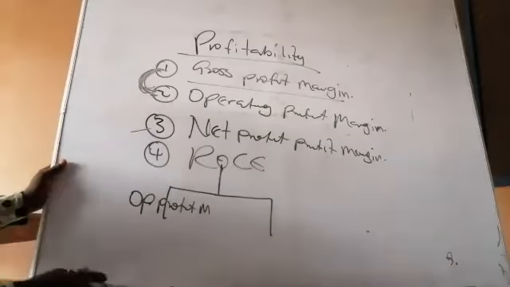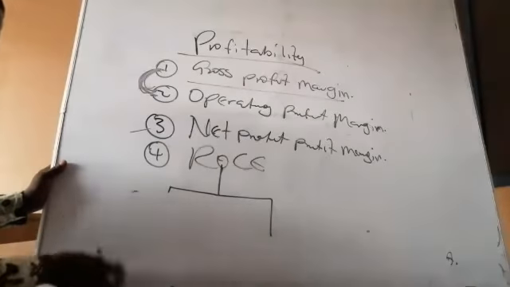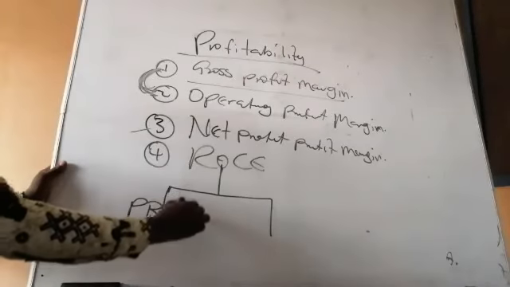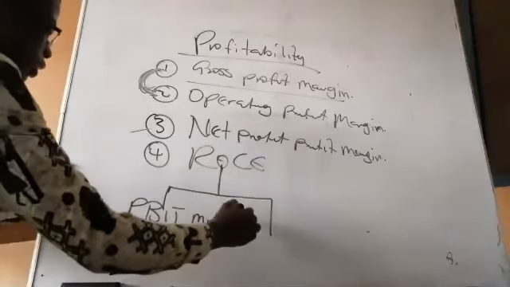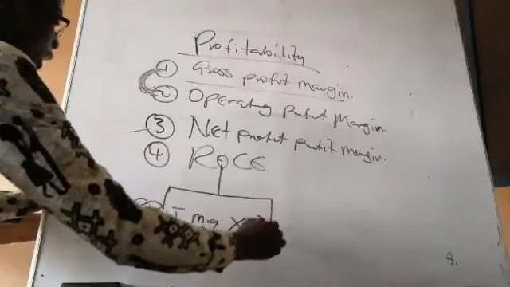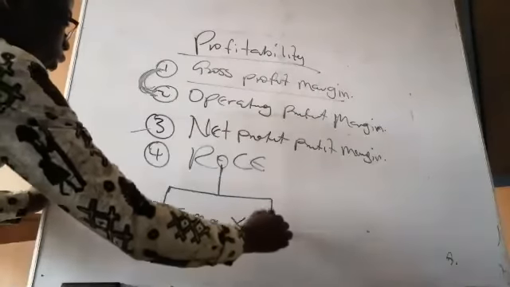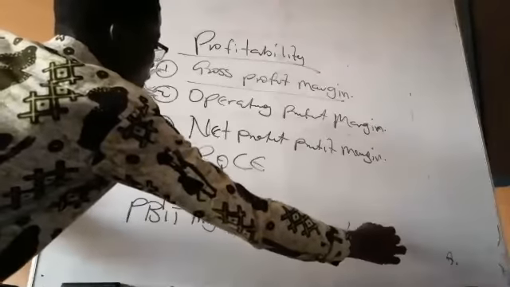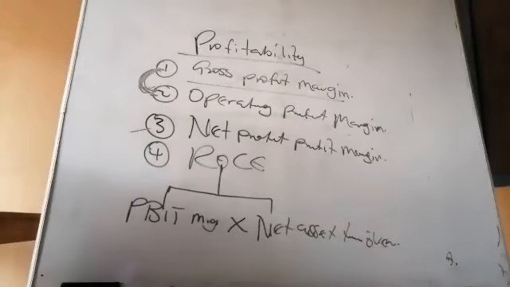Operating profit margin. So let me do it this way. It is the profit before interest and tax margin times the net asset turnover. So that's the ROCE. So first, check these two items. They will cause an increase in the ROCE. So the majority of it depends on these two items.